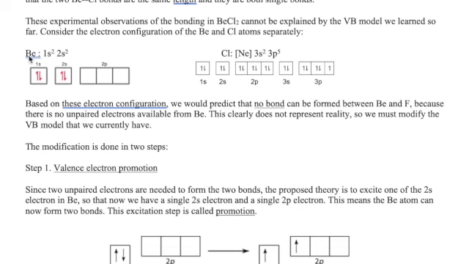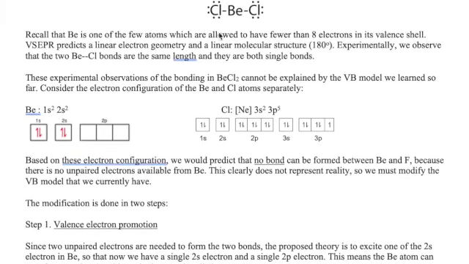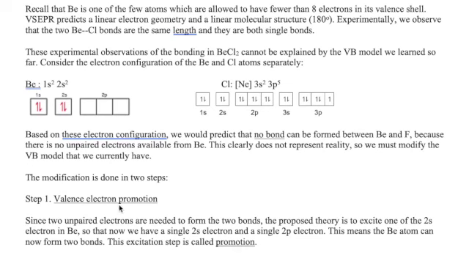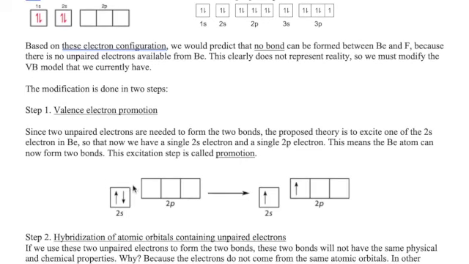First off, we know that there's going to be two bonds that beryllium is going to form with the chlorine atoms. So that means we're going to need two single electrons in beryllium for that to happen. So here, Pauling proposed the concept of valence electron promotion. We're going to move one of the electrons from the 2s orbital to a 2p orbital. So now the new configuration looks like this. Once we have this, we can see that the beryllium atom can form two bonds with other atoms because there's two single electrons. But it's not enough to stop here.